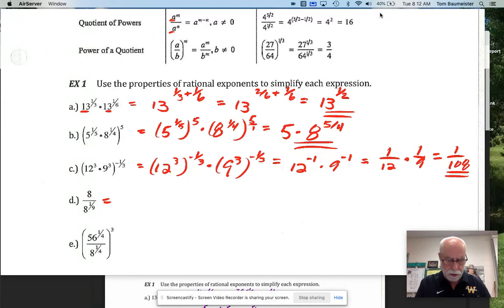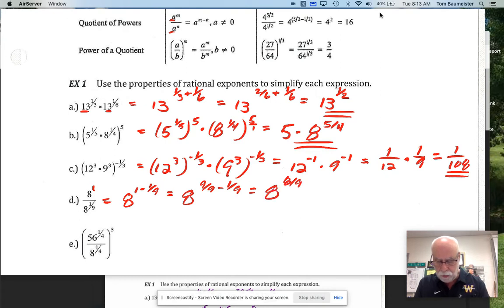On D, again, I have bases are the same. If I don't have an exponent, it's understood to be 1. So I'll have 8. Again, since the bases are the same and I'm dividing, I can subtract the exponents. Again, 1 is the same as 9/9 minus 1/9. So then we should get 8 raised to the 8/9 power.